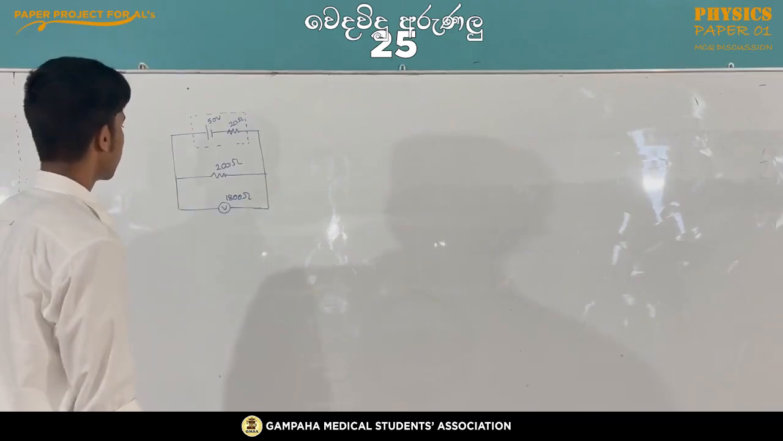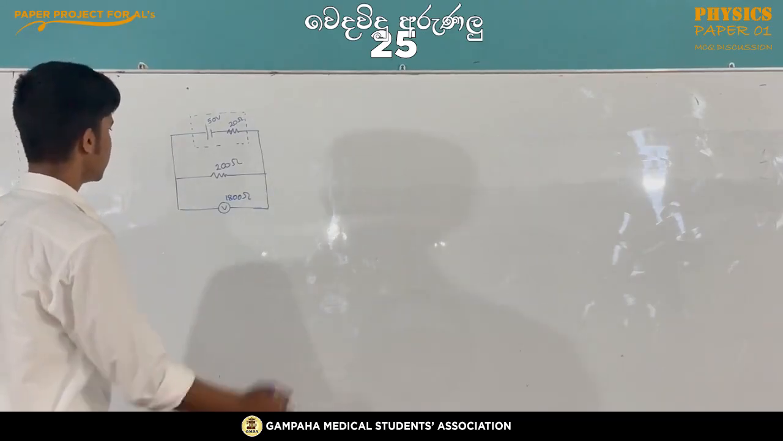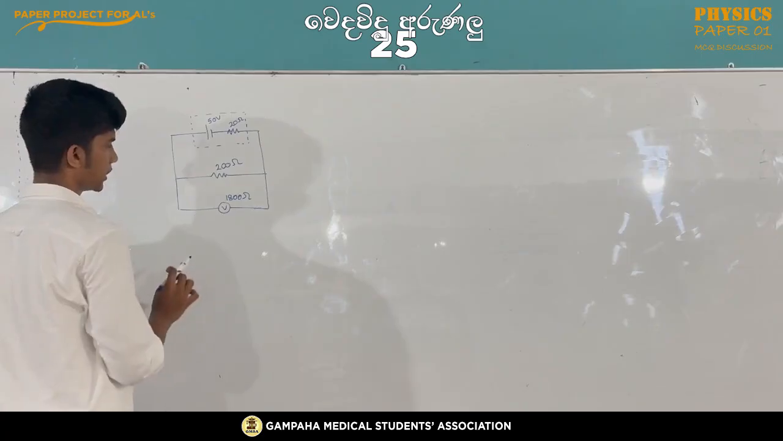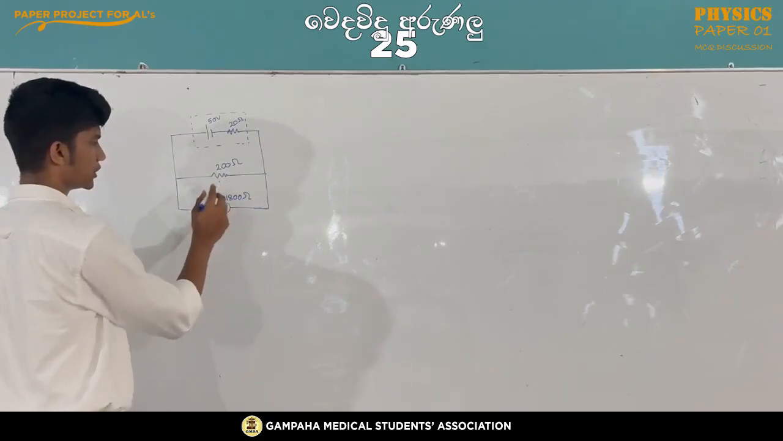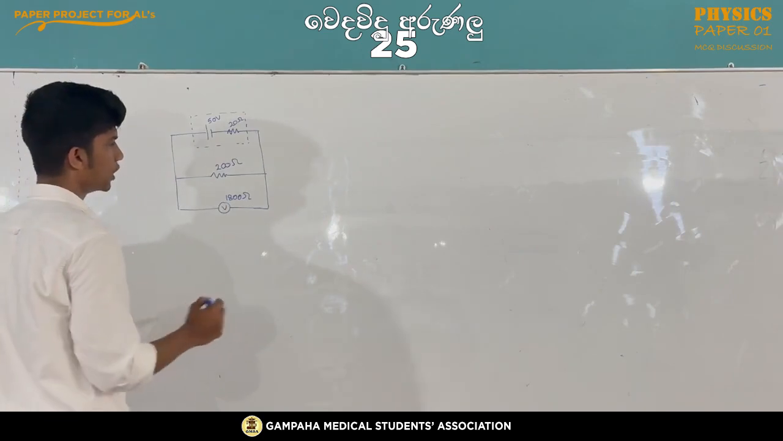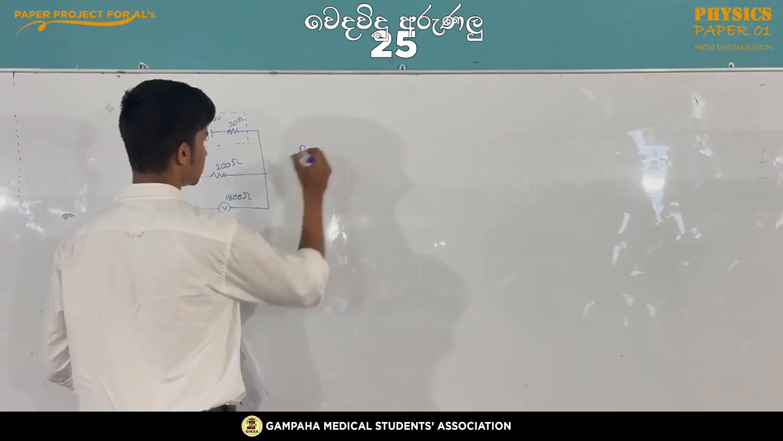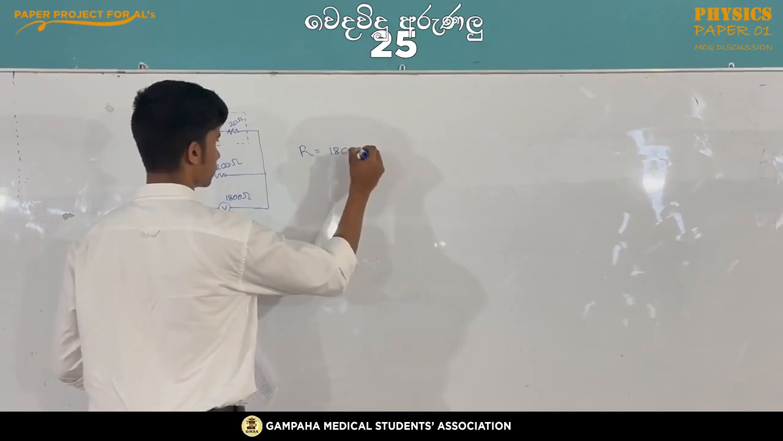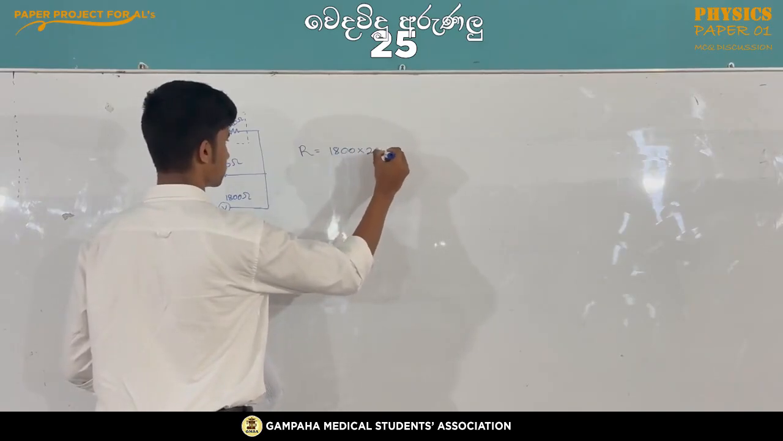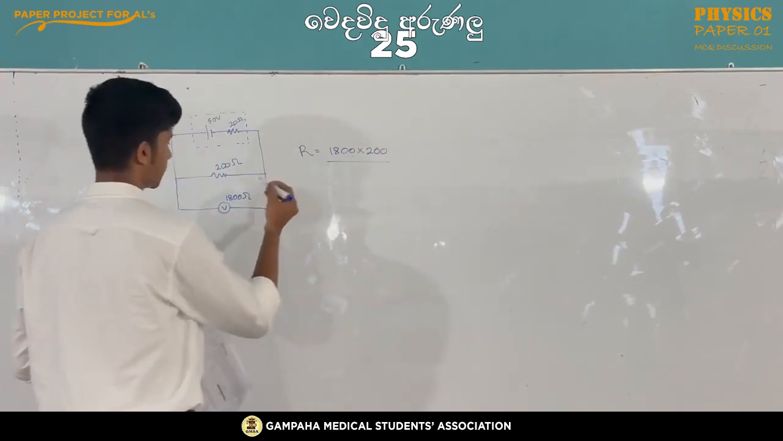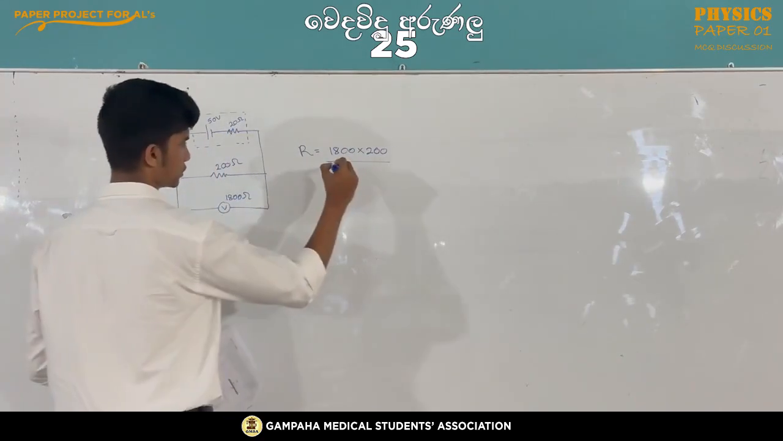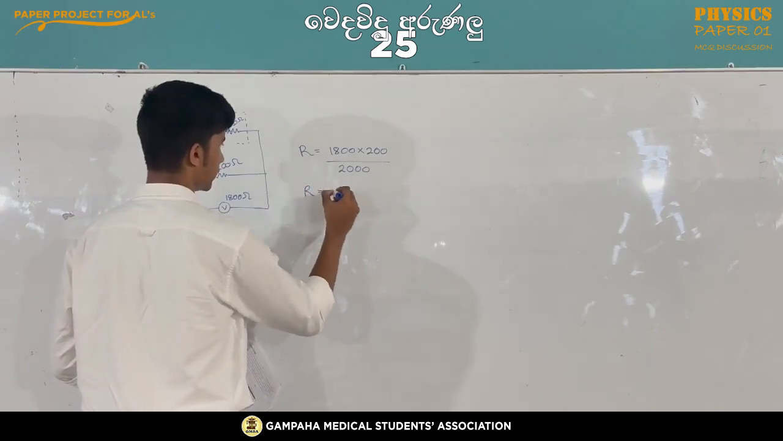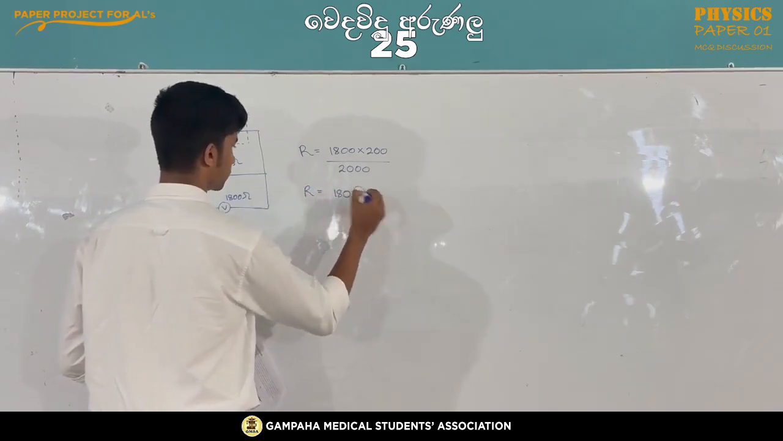So first of all, we can calculate the potential difference that occurs across this resistor as a result of the voltmeter being connected. First, we can calculate the equivalent resistance between the resistor and the voltmeter. Since there are only two resistors, we can use the product over sum method. We can get the product divided by the sum. The sum of 1800 and 200 is 2000. Then the equivalent resistance will be 180 ohms.